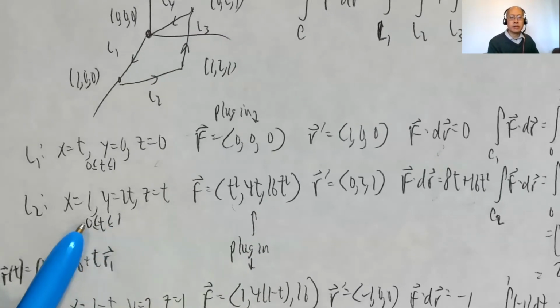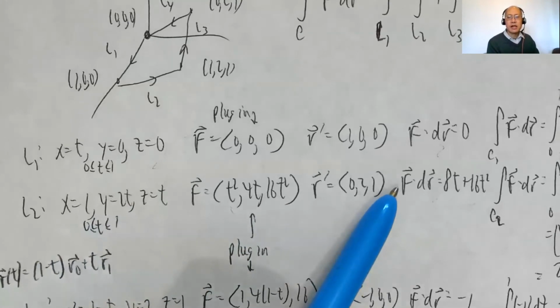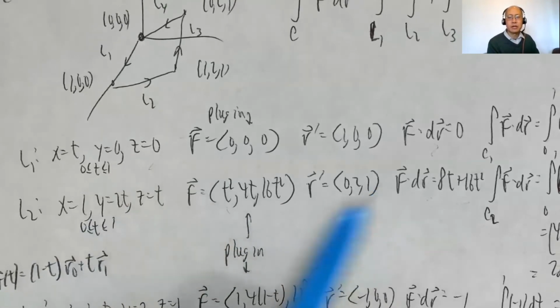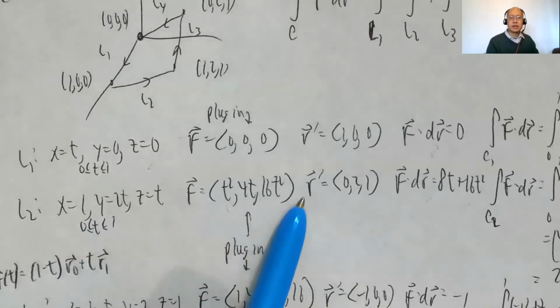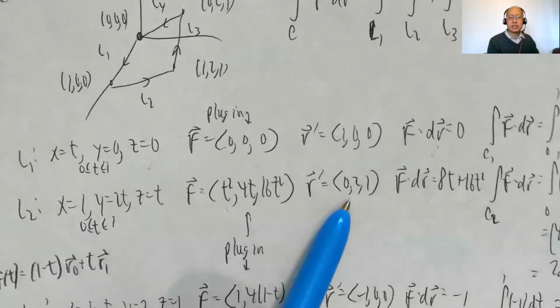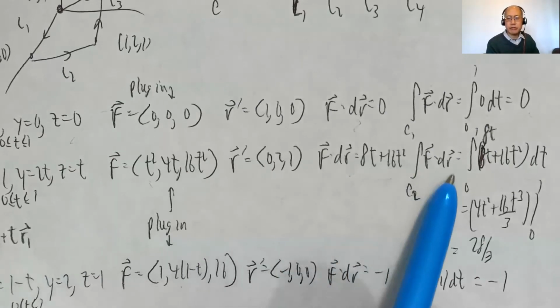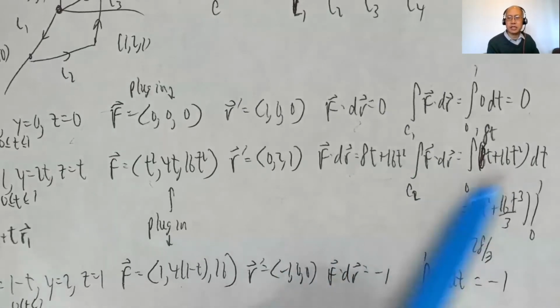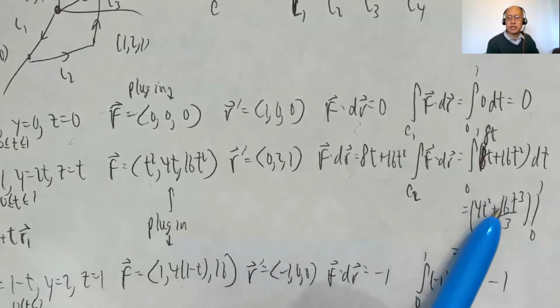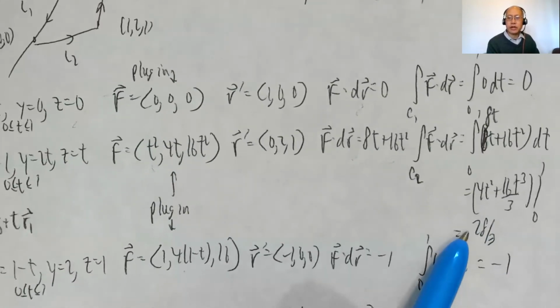All right, R prime is 0, 2, 1. F dot dr, so that times nothing plus 8t plus 16t squared. So that's what I'm integrating from 0 to 1. 8t plus 16t squared gives 4t squared plus 16t cubed over 3, which is 28 over 3.